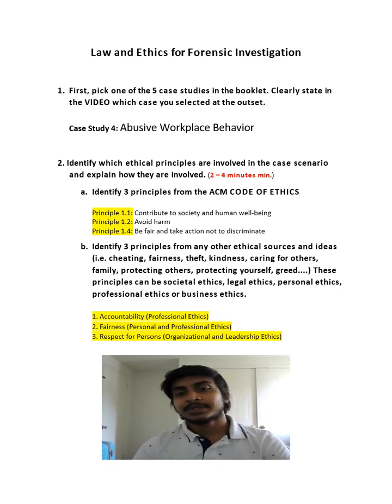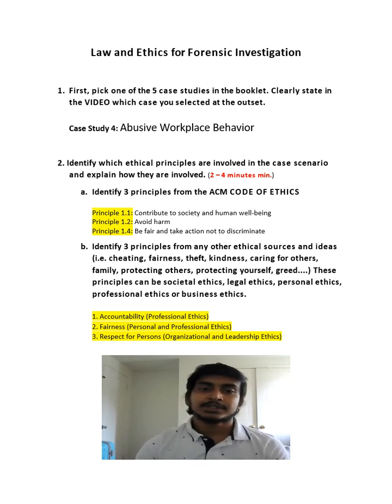The second principle that I would like to involve is avoid harm. So Max's actions directly harm his team members, particularly Diane, because she experiences emotional distress because of Max. And this principle emphasizes the importance of maintaining a safe and supportive environment, which I think Max has clearly violated. So I would like to involve principle 1.2.